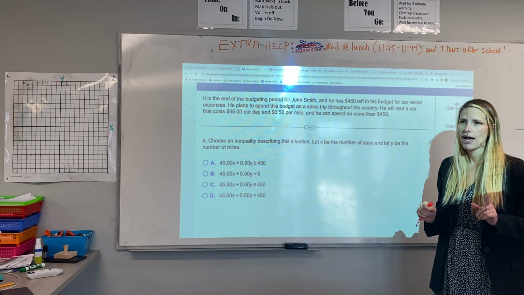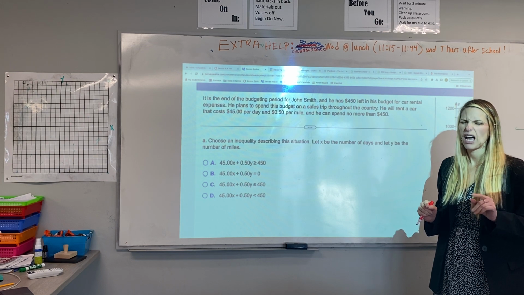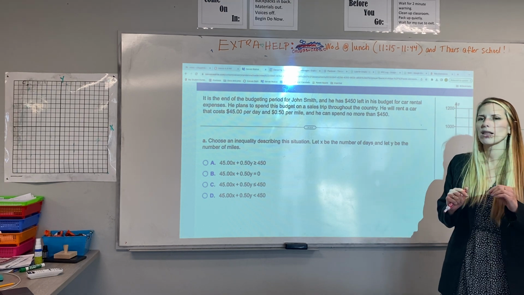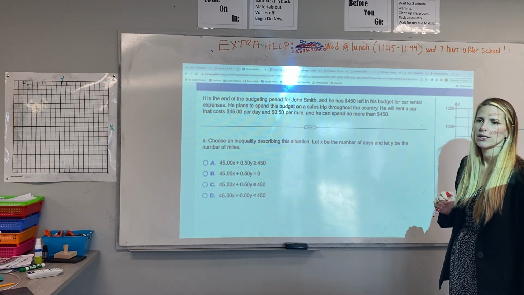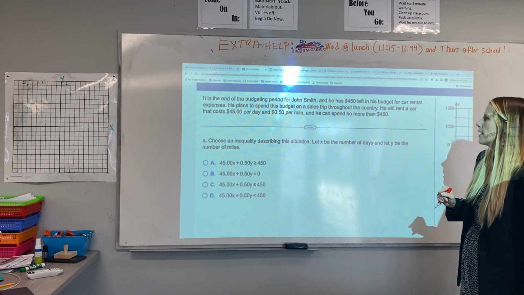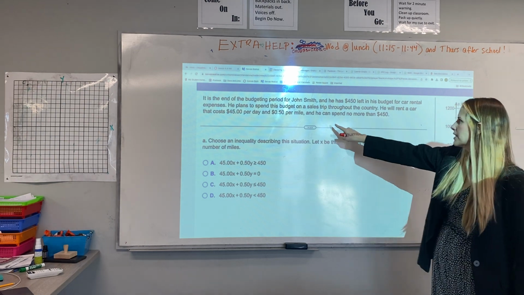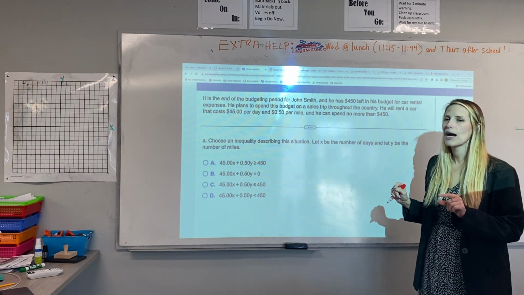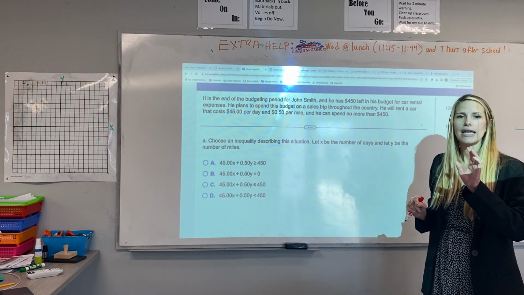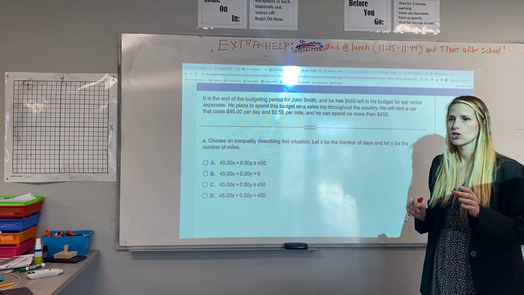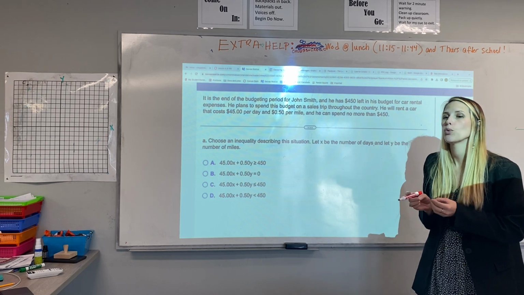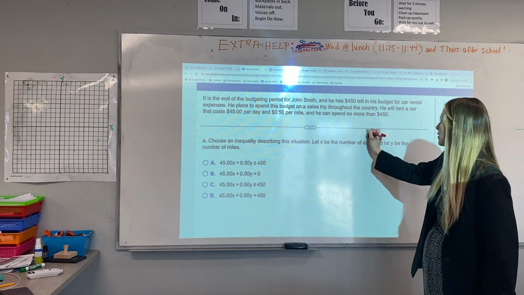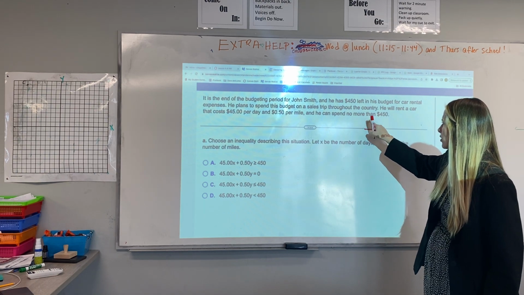What does the inequality symbol have to include? It says he can spend no more than $450. Listen to my question again. Is he allowed to spend exactly $450? Yes. So what does the inequality symbol have to include? The equal to. Good. So we have a little equal to sign, and now we have to figure out is it less than or greater than.